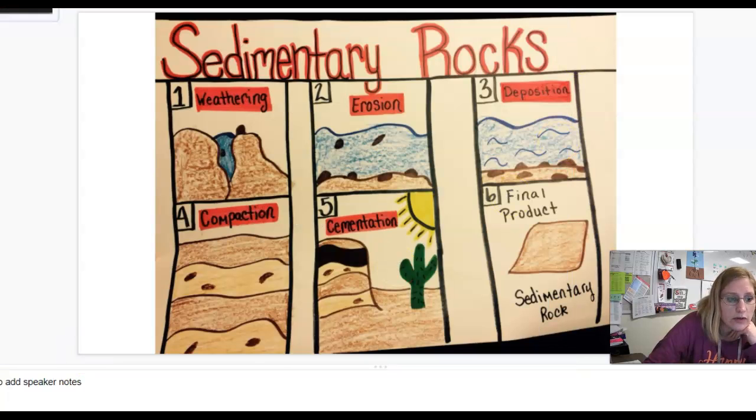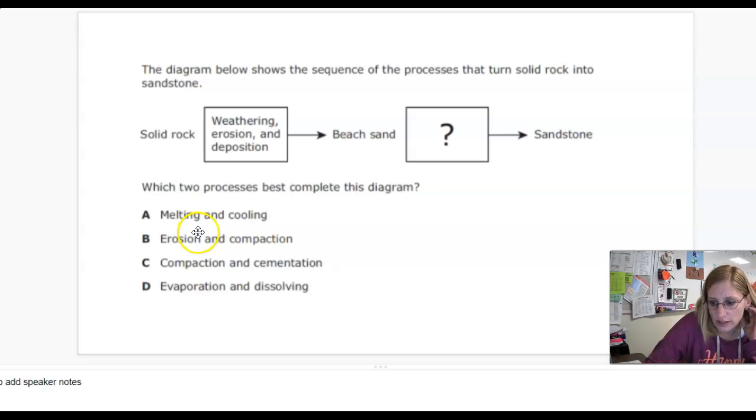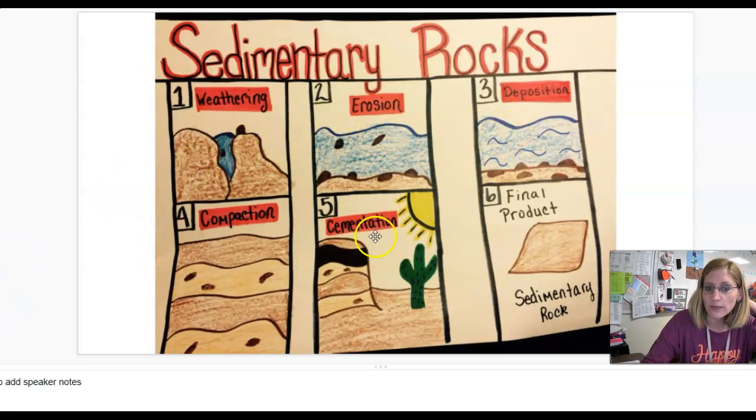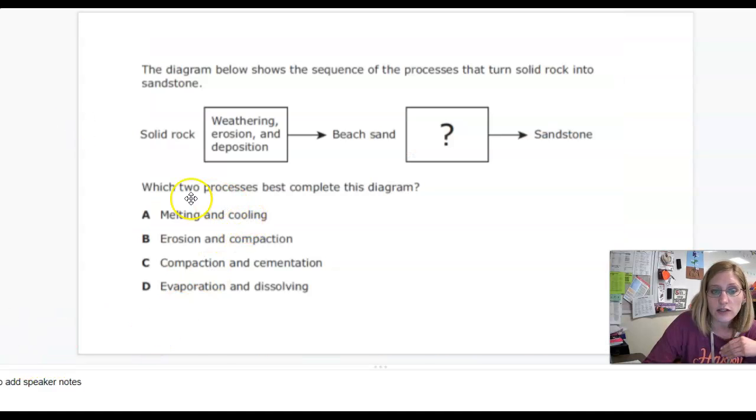Okay, so then we had sedimentary rocks. Let's go ahead and look at this diagram. The diagram below shows the sequence of the processes that turn solid rock into sandstone. So first it starts with solid rock, and then it goes weathering, erosion, and deposition like we just talked about, right? And then it'll go to beach sand. And what else is going to be here to make it sandstone? What part are we missing? So go back to here. We had weathering, erosion, deposition. What parts did we miss before it becomes sandstone?